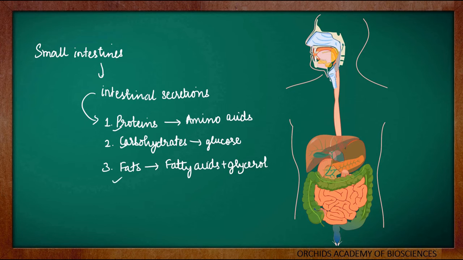Proteins, carbohydrates and fats which have come from the food are complex substances, and through various enzymes they have now been converted into simpler forms which can be taken up by the body, like amino acids, glucose, fatty acids and glycerol. So the small intestine is the site of complete digestion.